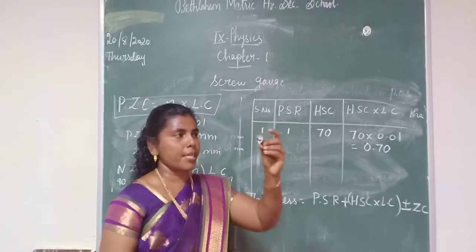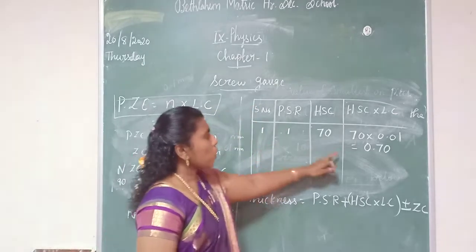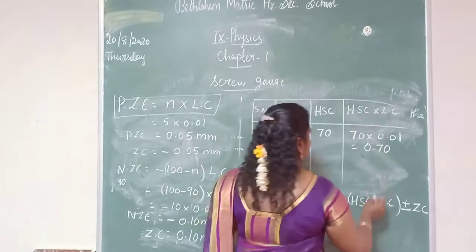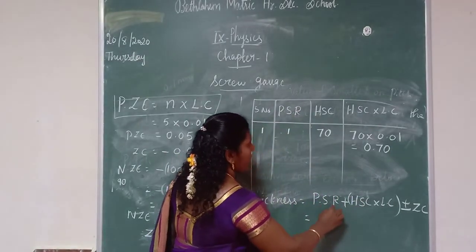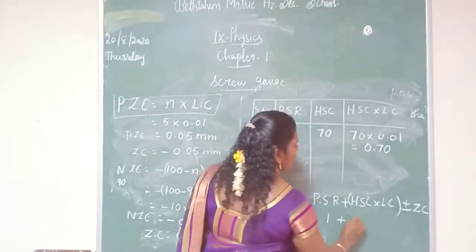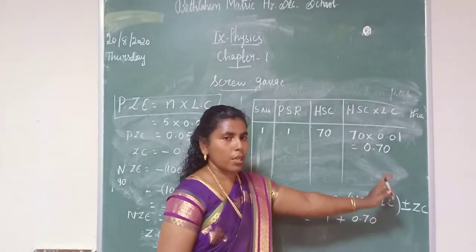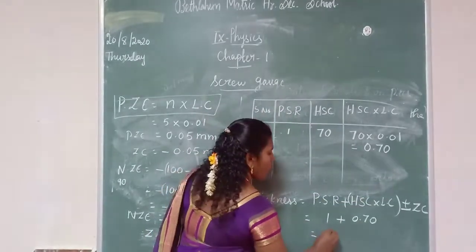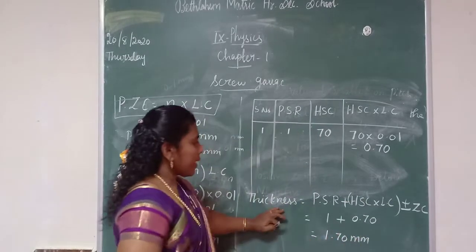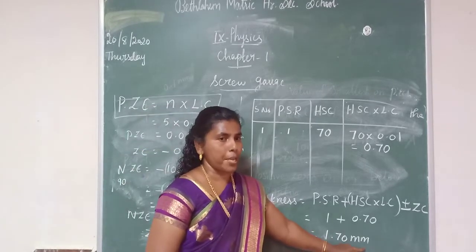Everything is in millimeter. Here all the values are graduated in millimeter. So you will get the thickness of the 1 rupee coin. Just substitute the values. PSR, what is the value? 1, plus HC into LC, 0.70. There is no error, so zero correction. So you will get 1.70 millimeter. The thickness of the coin is 1.70 millimeter.